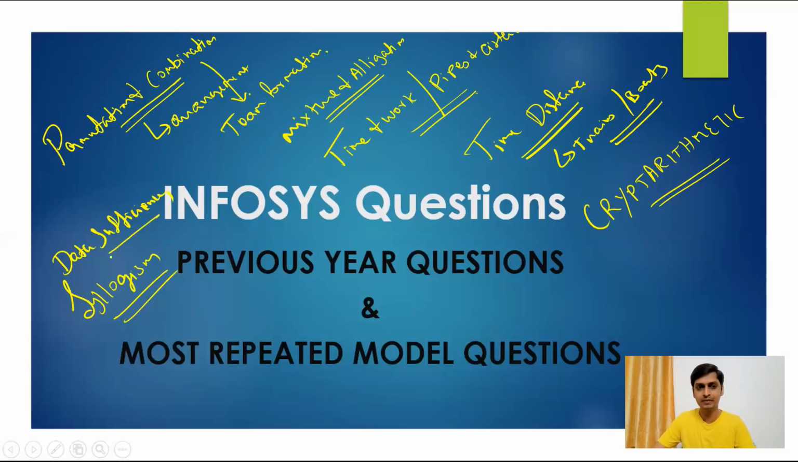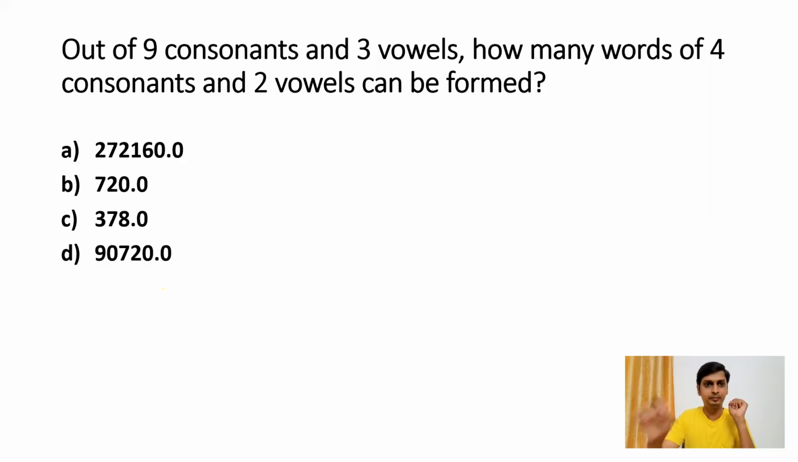So these data sufficiency questions are really easy, right? So we don't want to focus much on the data sufficiency. So today we shall discuss questions from permutation, mixture and alligation, time and work, time, speed, and distance. Those were the questions asked in the numerical part of Infosys last year, right? So here we have the first question.